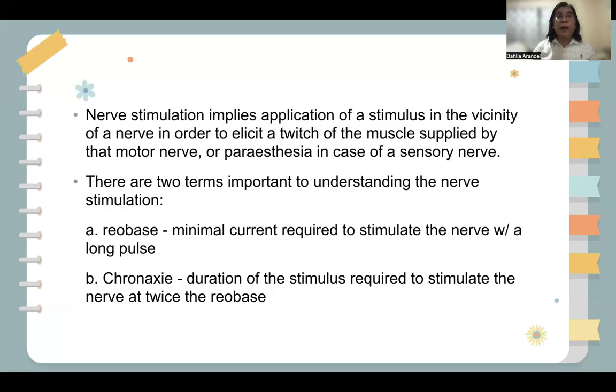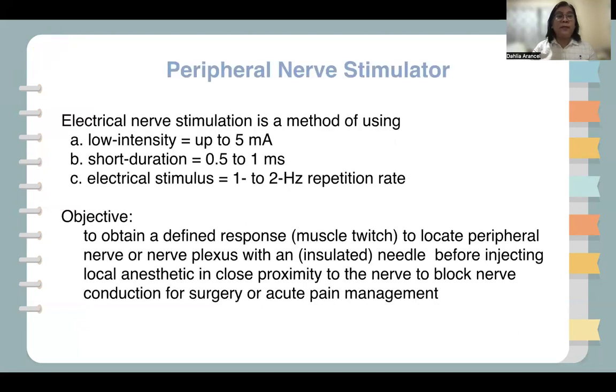Nerve stimulation implies application of a stimulus in the vicinity of a nerve in order to elicit a twitch of the muscle supplied by that motor nerve or paresthesia in case of a sensory nerve. There are two terms important to understanding nerve stimulation: the rheobase and the chronaxy. Rheobase is the minimal current required to stimulate the nerve with a long pulse, and chronaxy is the duration of the stimulus required to stimulate the nerve at twice the rheobase.